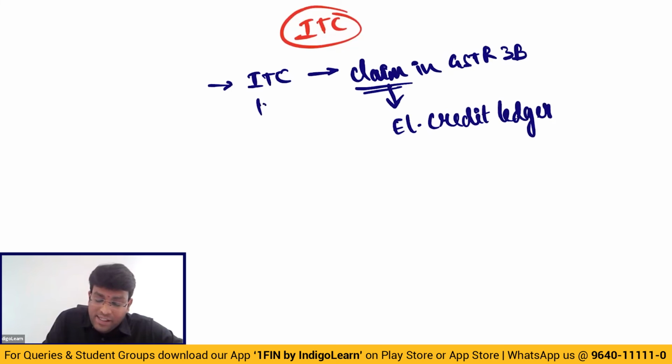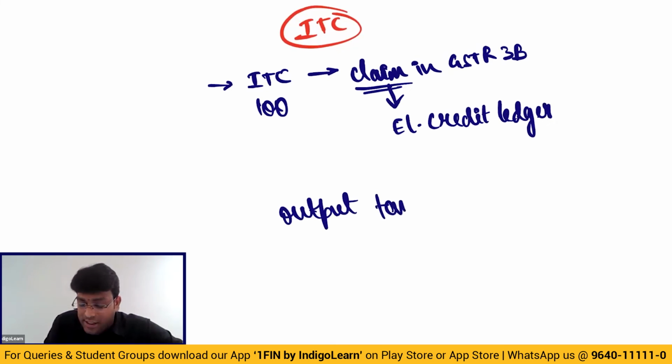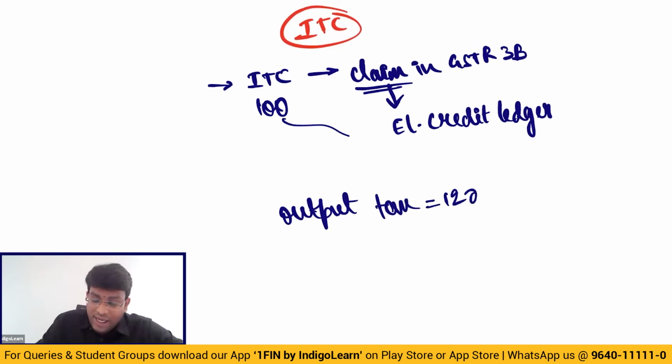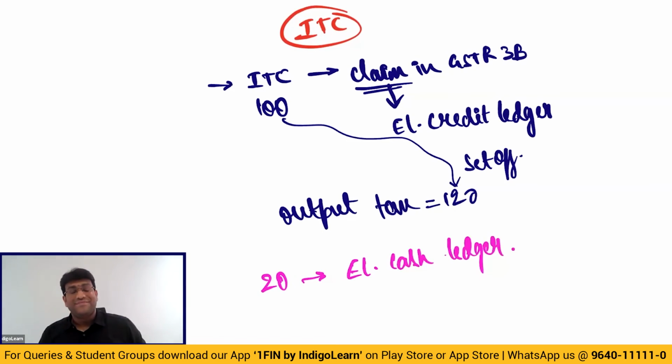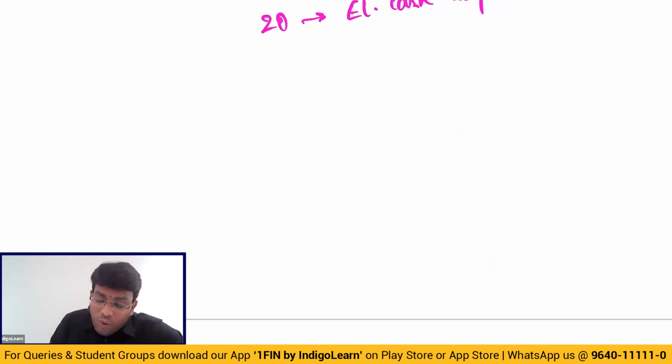Now, for example, ITC is 100 rupees. And assume for a second, output tax is 120. This 100 we will set off. But to set off, there are some rules. What is that rule? We'll talk. But the balance 20 is to be paid using some ledger called electronic cash ledger. Electronic, what ledger, my dear friends? Cash ledger. And some important point I'll tell you now, very clearly you listen, my dear friends.